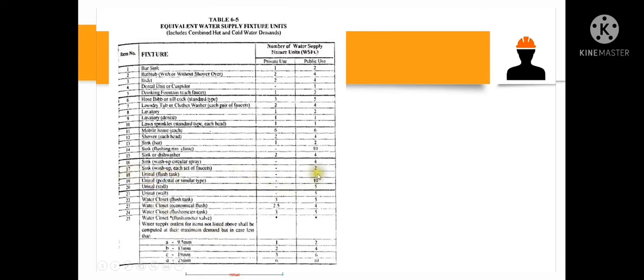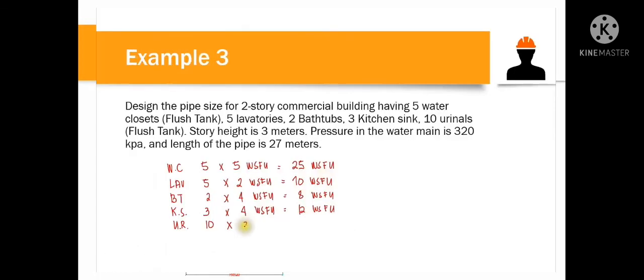So we have 3. Now, as you notice here, we have no fixture unit for private use because it is not required to have a urinal in houses. Okay? So urinals are usually used in public comfort rooms. So we have 3 WSFU. Therefore, we have 30 water supply fixture units. So total, we have 85 water supply fixture units. Okay, so this is our total water fixture unit for the entire building.